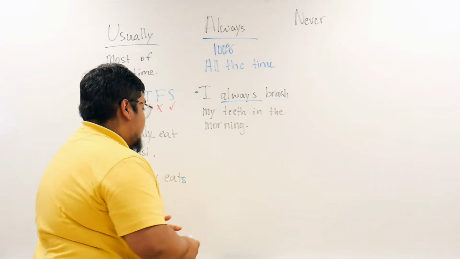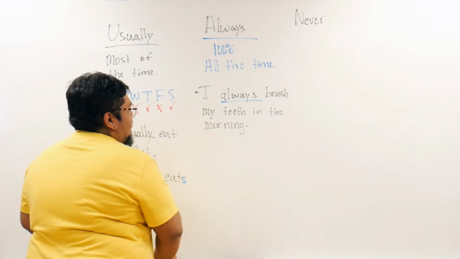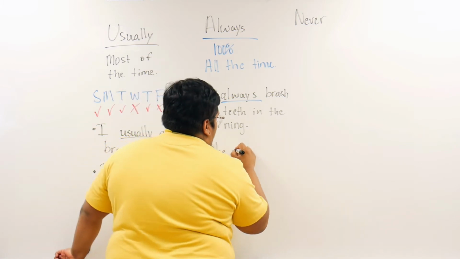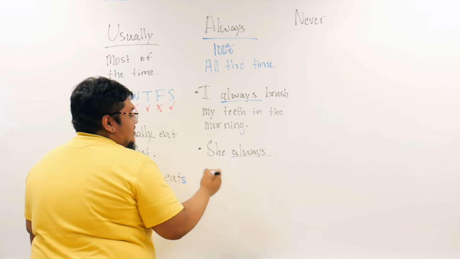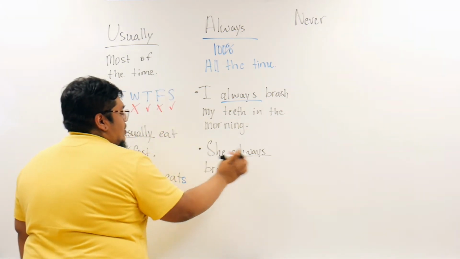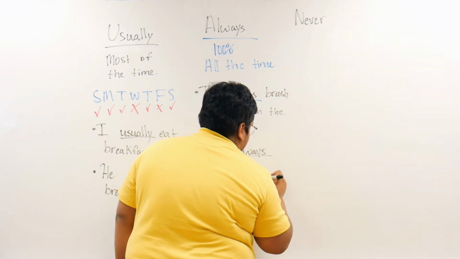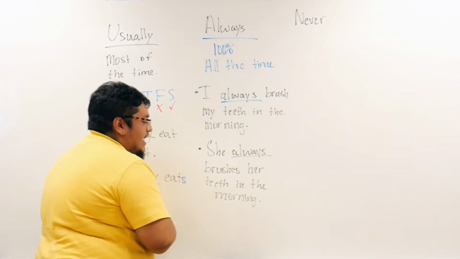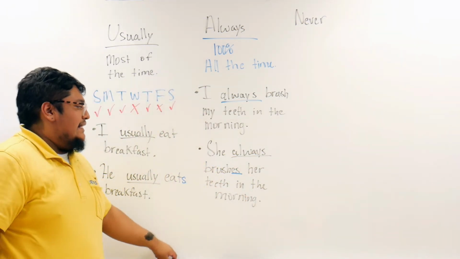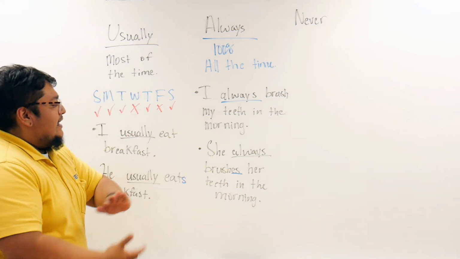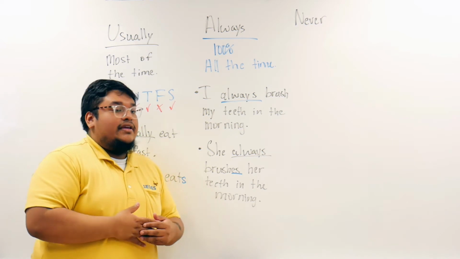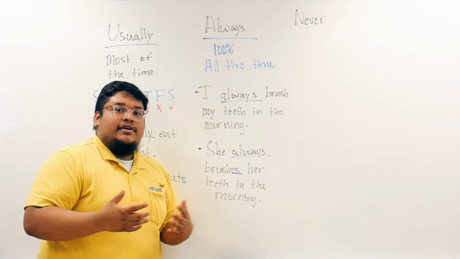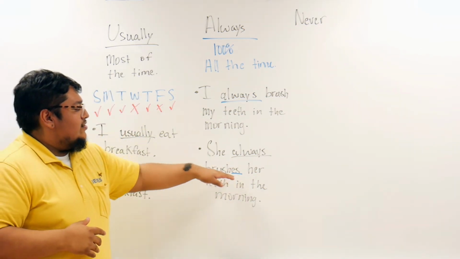But if we speak in third person, he, she, it, look what happens to the verb. You can say she always, but instead of saying brush, now we're going to say brushes. She always brushes her teeth in the morning. Look at the verb brush. What happens to it? We had to add the E and the S because we're speaking in the third person, he, she, it. Okay, same thing if it said he. He always brushes his teeth in the morning. Okay, but because we're talking about she, we still have to do the S.